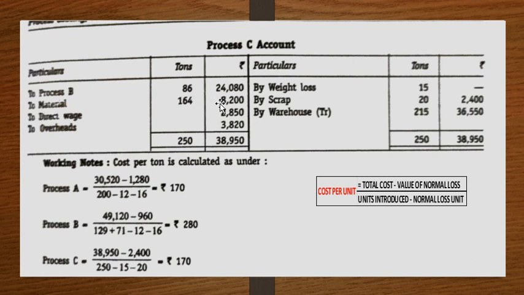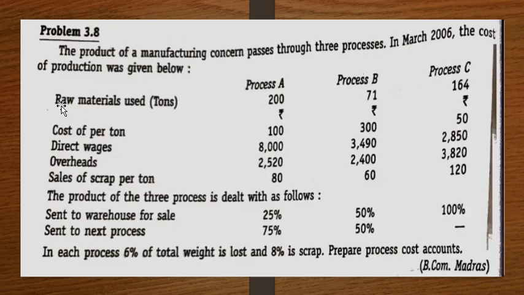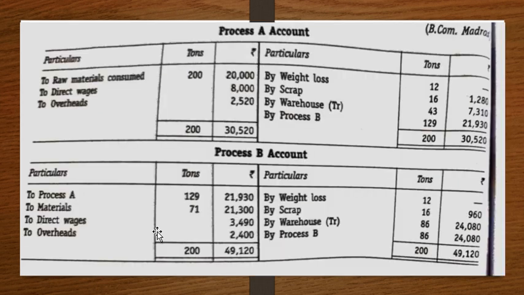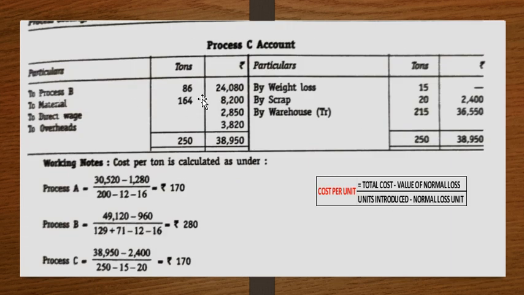164 tons into 50 will give you 8,200. Next you have wages. So you have direct wages 2,850 and overheads 3,820. So 2,850 and 3,820 will be taken down in your process C. As you note here, direct wages 2,850 and overheads 3,820. Then your input column is over.